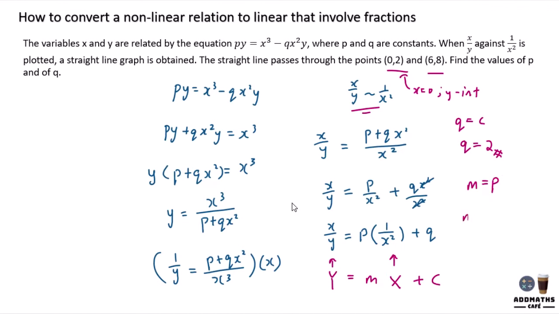To find the gradient, we use y2 minus y1 over x2 minus x1. So we can see that 6 over 6 is equal to 1. So your gradient here is your p. So you find your p and q by substituting the gradient and y-intercept values.